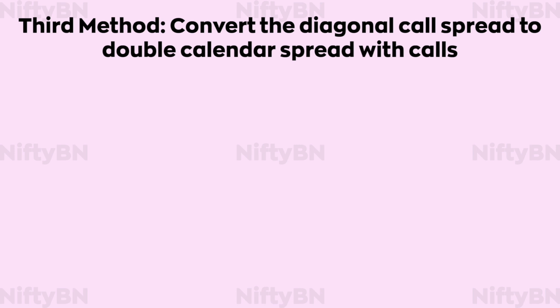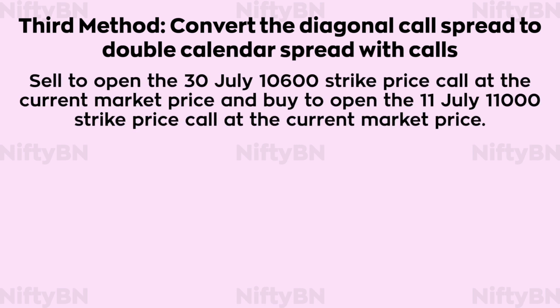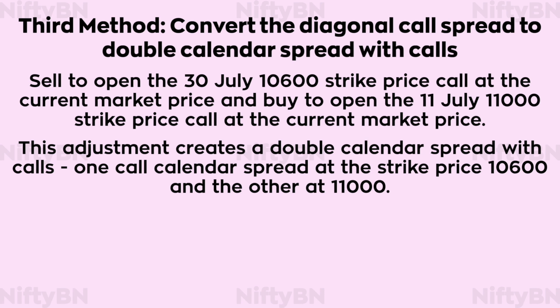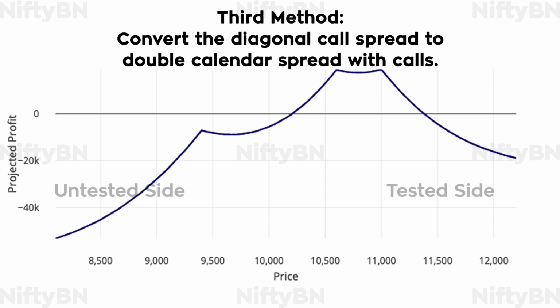Third method, convert the diagonal call spread to double calendar spread with calls. Sell to open the 30th July 10,600 strike price call at the current market price and buy to open the 11th July 11,000 strike price call at the current market price. This adjustment creates a double calendar spread with calls. One call calendar spread at the strike price 10,600 and the other at 11,000. Let's look at the risk graph post this adjustment. This adjustment would reduce the risk on the tested side, but would increase the risk on the untested side.